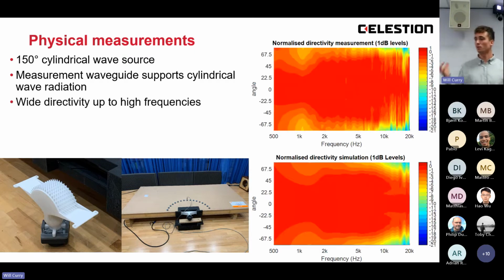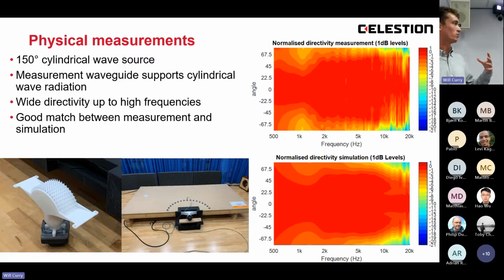So this top plot here is the normalized directivity measurement, and the bottom plot is the normalized directivity simulation. I've used 1 dB levels, so you can see the sort of fine details. I think in Pro, people usually use 6 dB levels, so you wouldn't see any of this. But yeah, it's got really wide directivity up to high frequencies, and there's a relatively good match between the measurement and the simulation.